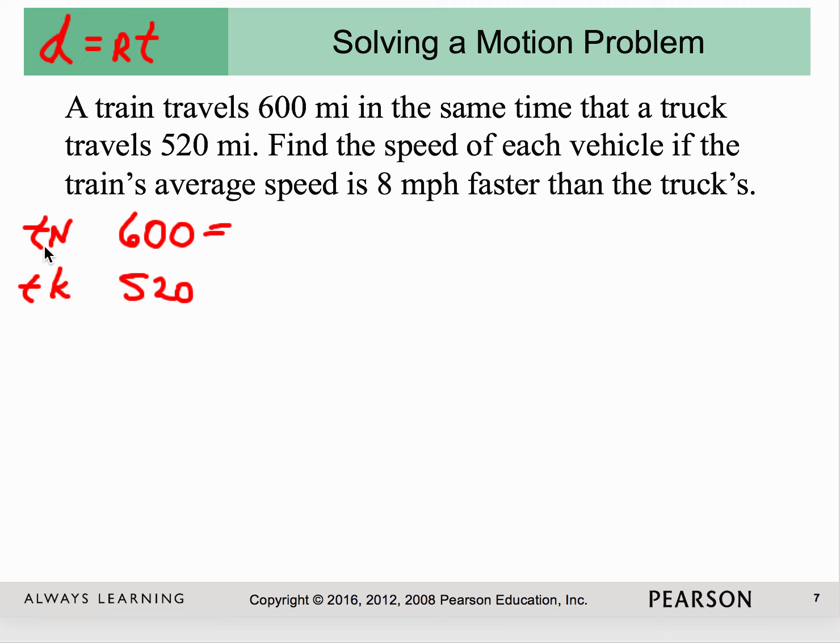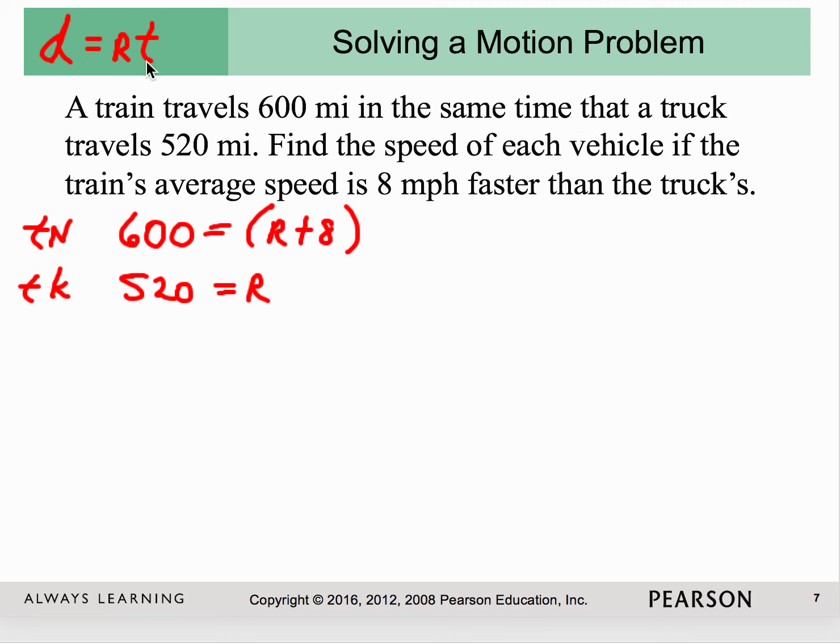So we're on the train. The train's average speed is 8 miles per hour faster than the truck's, right? So let's just call that his rate plus 8. Okay, so the rate of the train is 8 miles faster. We don't know how fast this guy's going, but the truck is going, we'll say R. This one's going R plus 8.